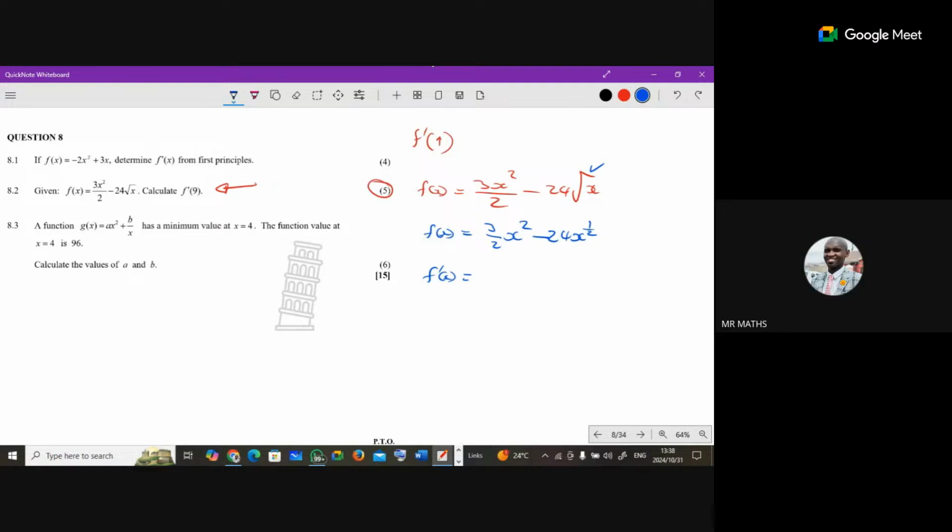First, differentiate. It's going to be 2 multiplied by 3 over 2, which gives us 3x. 2 minus 1 is 1. Then 1 over 2 multiplied by 24 is going to give us what? Half of 24 is what? 12, right? So 1 over 1 is going to be x to the power of minus 1 over 2. Are we together? Yes, sir.